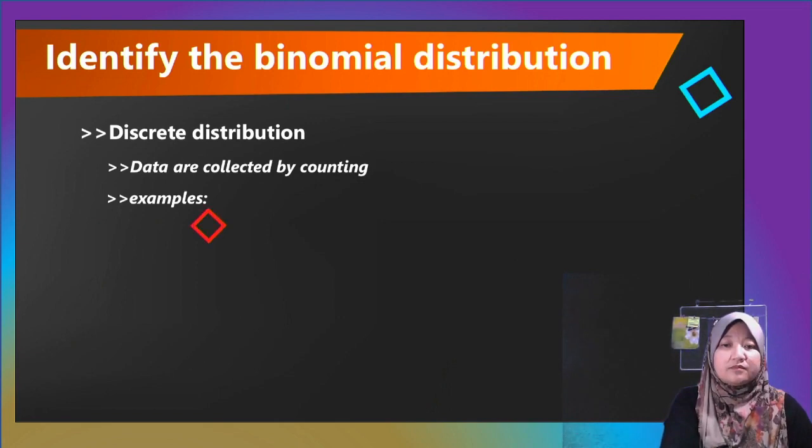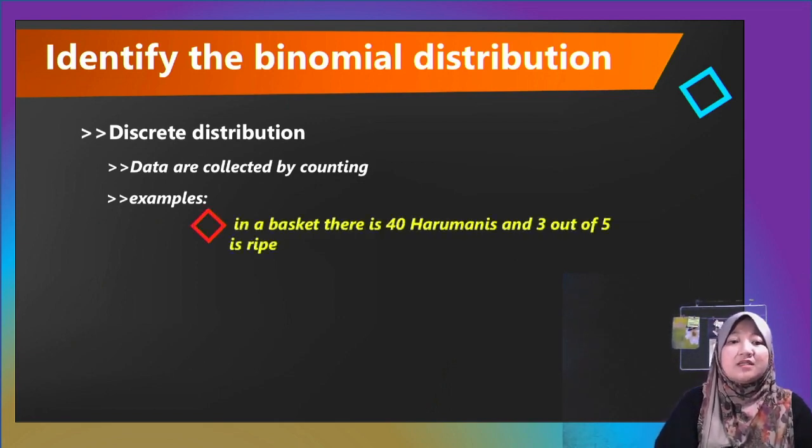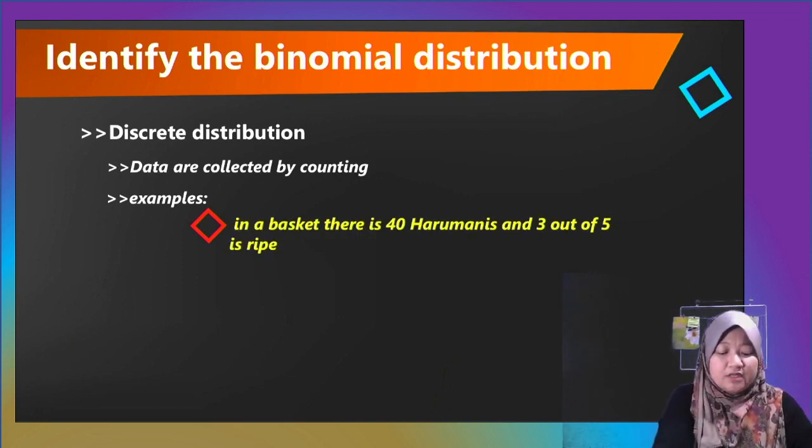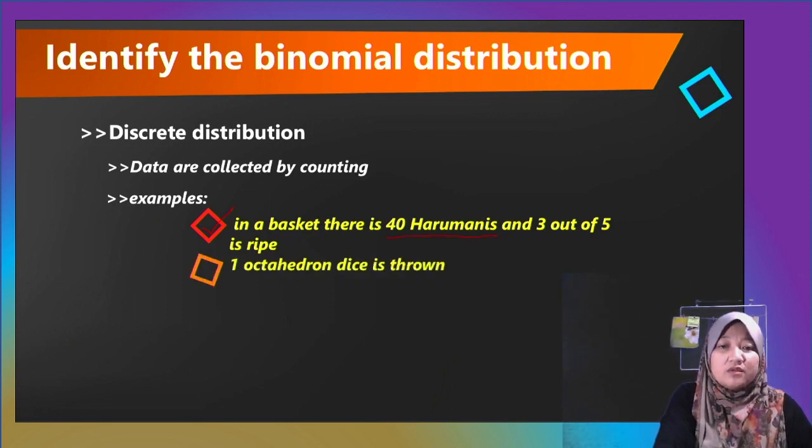First example, in a basket there are 40 harum manis and 3 out of 5 are ripe. For this example, harum manis, this is buah mangga, okay, in the category of discrete distribution. So this one is discrete. Next example is 1 octahedron dice is thrown. Octahedron dice means this dice has 8 faces. So X is 1, 2, 3, 4, 5 until 8. So that one is discrete number. So this case is discrete distribution.